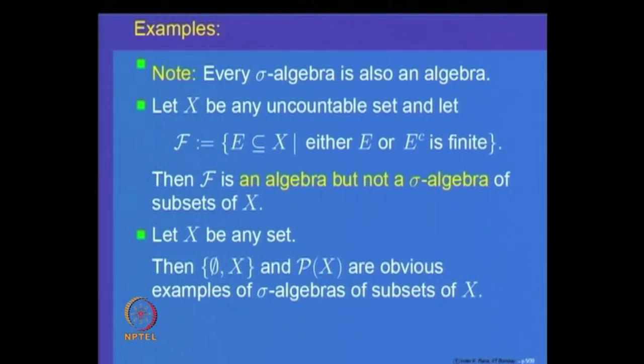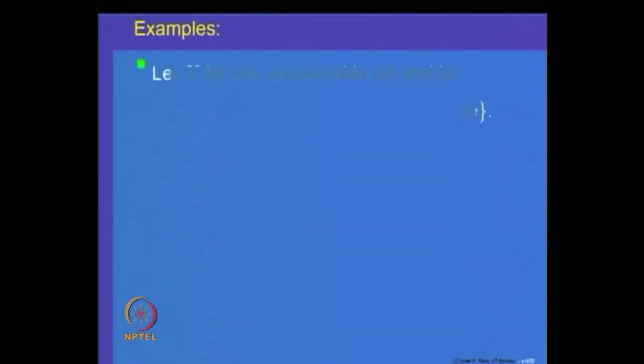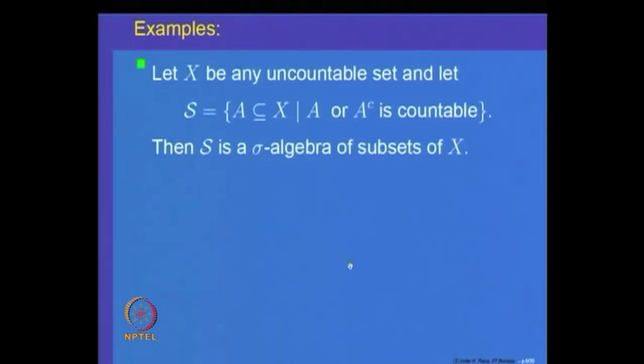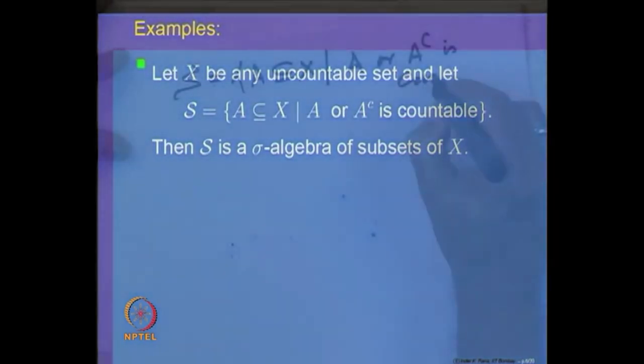Let us look at some non-trivial examples of sigma algebras of subsets of X. Let us take X an uncountable set, and let us take S to be the collection of all those subsets A of X such that A or A complement is countable. And the claim is that S is a sigma algebra of subsets of the set X. So, let us try to prove that this collection S is a sigma algebra of subsets of X. So, what is S? S is the collection of all those subsets A contained in X such that A or A complement is countable.